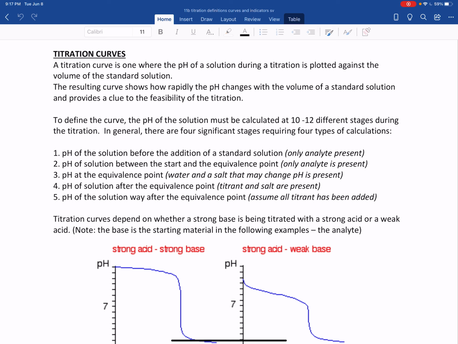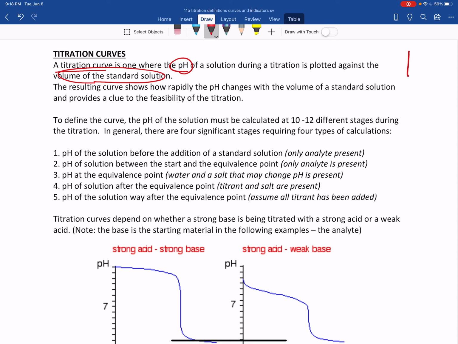A and B. A second purpose of a titration is to track the pH change over the course of a reaction as a titration happens. So remember that a titration is a neutralization reaction, so the pH is constantly changing. So the definition of a pH curve is listed here. It's where the pH of the solution is plotted against the volume of the standard solution that has been added. Okay, so your axes are pH and volume of solution.